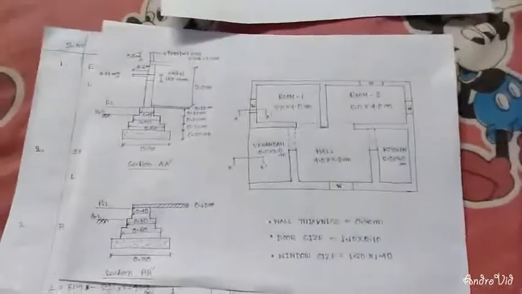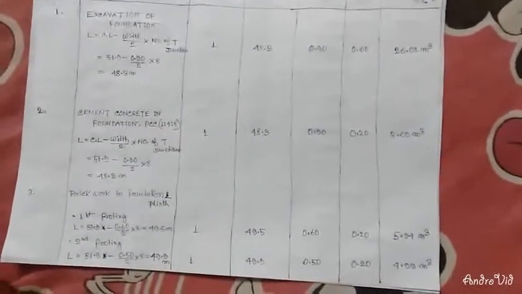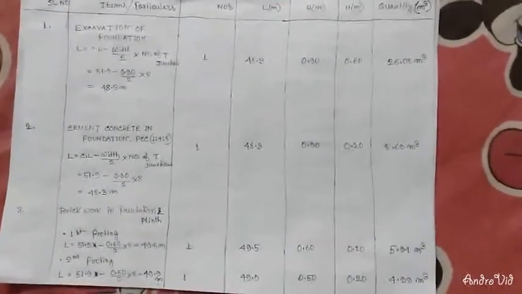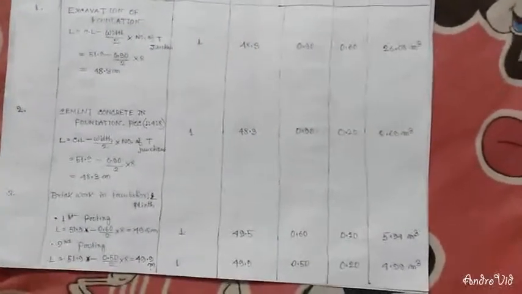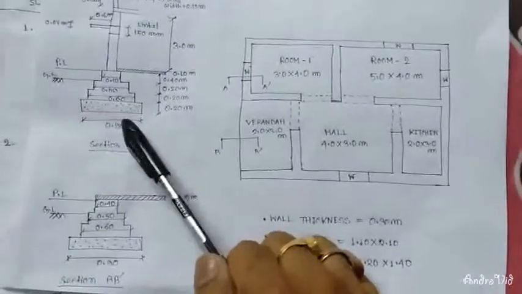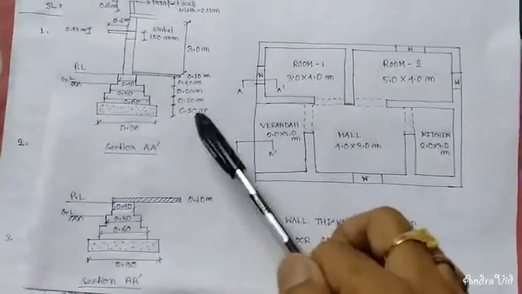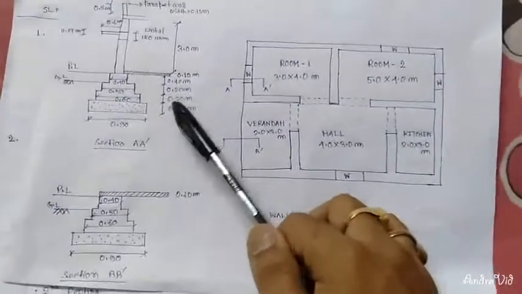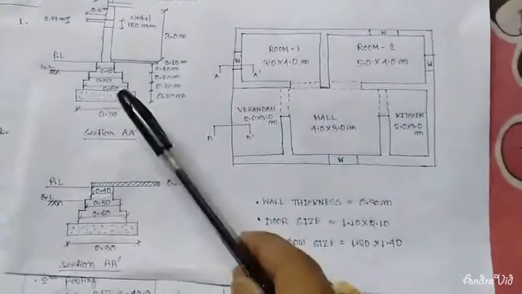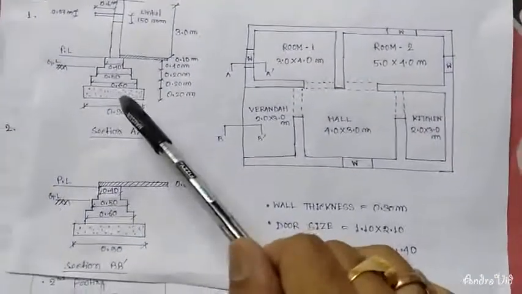So first of all, the item we are going to calculate is the excavation of foundations. It means to construct the foundation part we have to excavate the earthwork, and the height of the excavation will be from here to here, it means from here to ground level. So the height will be 0.2 plus 0.2 plus 0.2, so it will be 0.6 meter, and the width or breadth of the excavation will be equal to the foundation width, so that is 0.9 meter.